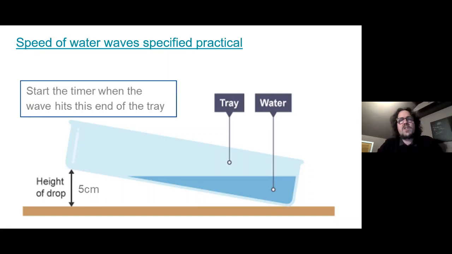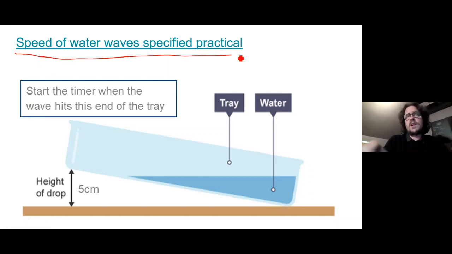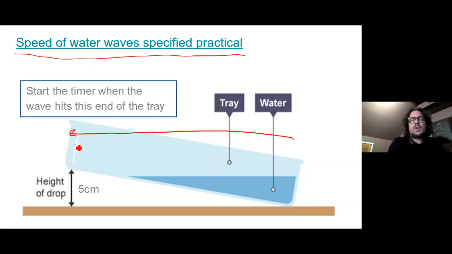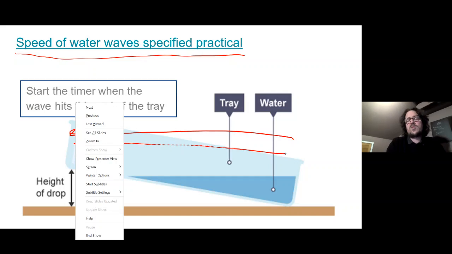So this is the speed of water waves specified practical. And if you click on this link up here, when you see the slideshow on the website, that will take you to a video explaining the practical in a bit more detail. But essentially, you have a tray with some water in it. You lift up one end of the tray and then gently put it back down on the surface of the desk. That creates a water wave that goes from one side of the tray, back to the other side of the tray.